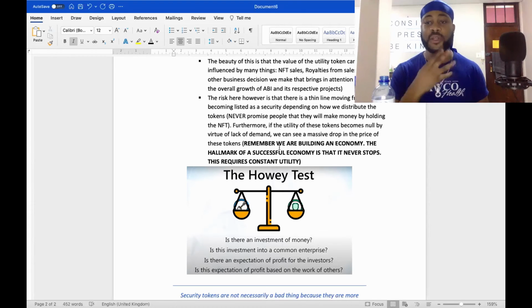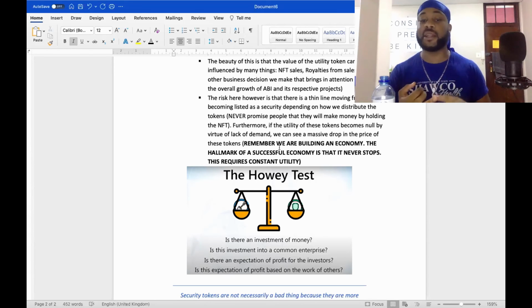So there are 4 different things that we look at when we want to define if something is a security. Number 1, is there an investment of money? Number 2, is there an investment into a common enterprise? Number 3, is there an expectation of profit for the investors? And number 4, is the expectation of profit based off of the work of others?